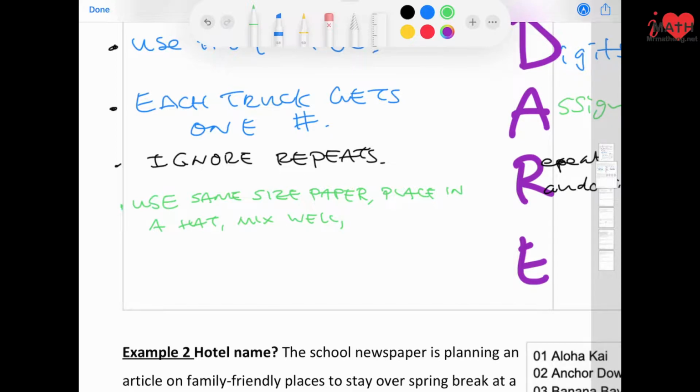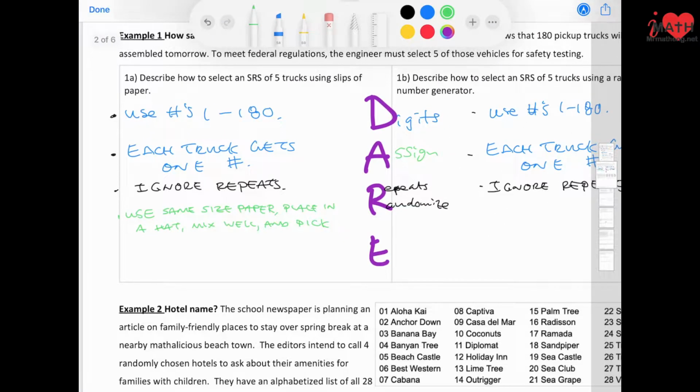And pick. Okay. Let me just finish that one up. So how do I end this? After 5 trucks selected, comma, stop.